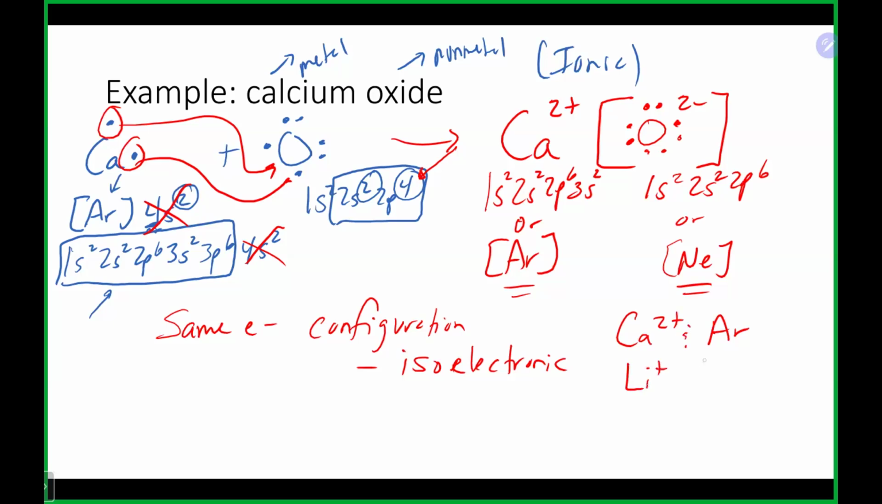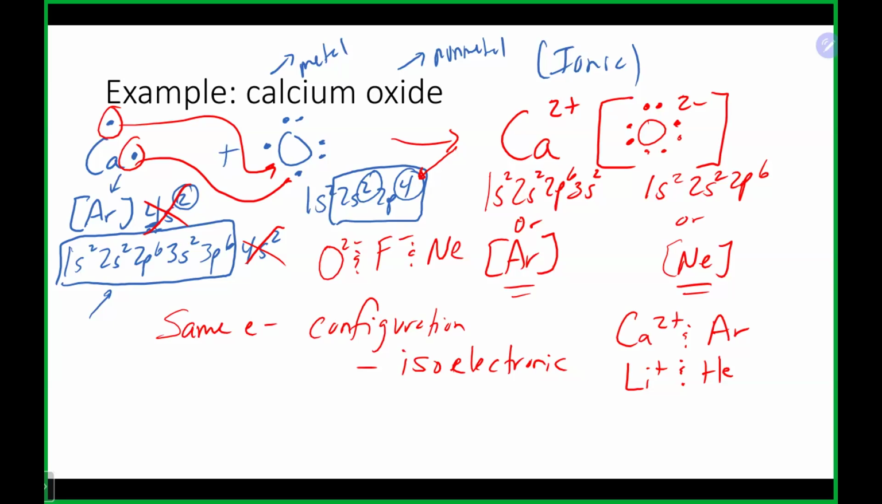Lithium with a +1 charge and helium, also isoelectronic with each other. Oxygen with a -2 charge, fluorine with a -1 charge, and neon, they are all isoelectronic with each other. They all end up with the exact same electron configuration. But once again, they are all different elements because they have different numbers of protons. Any questions on that there?